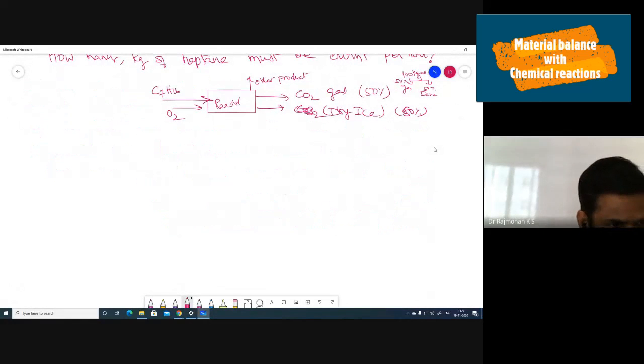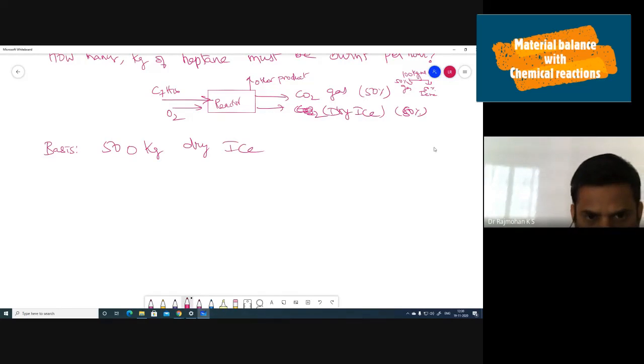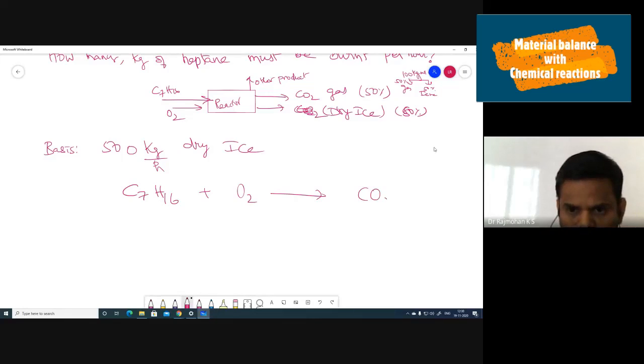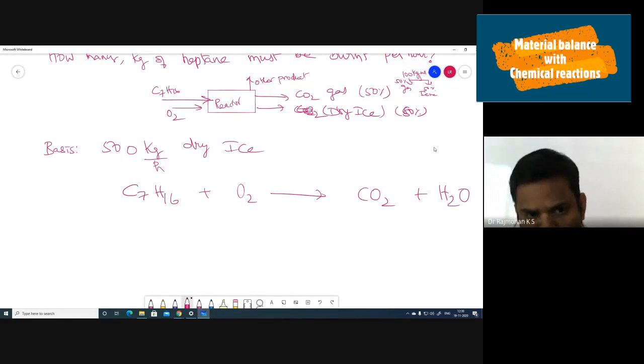To solve it, we have to take a basis, and it is given to produce 500 kg of dry ice per hour. So let me say on a 1 hour basis, 500 kg of dry ice is formed. Heptane C7H16, combustion is taking place. What are the products formed? CO2 plus water. Remember, whenever any hydrocarbon is burned, you are going to have CO2 plus H2O.